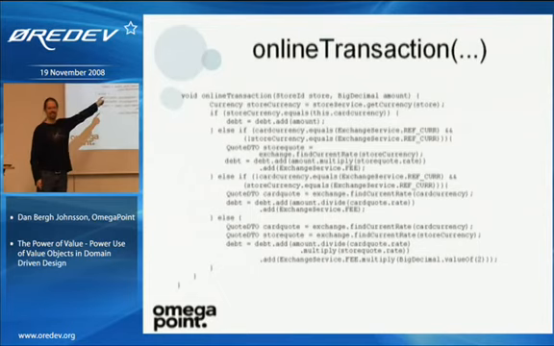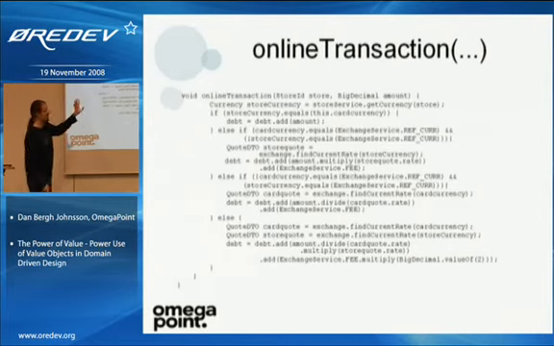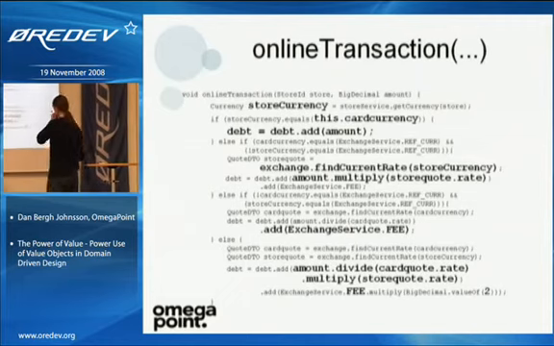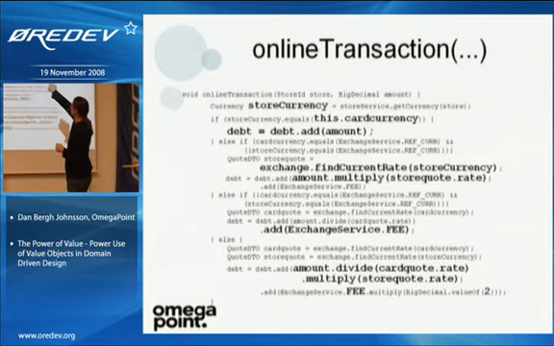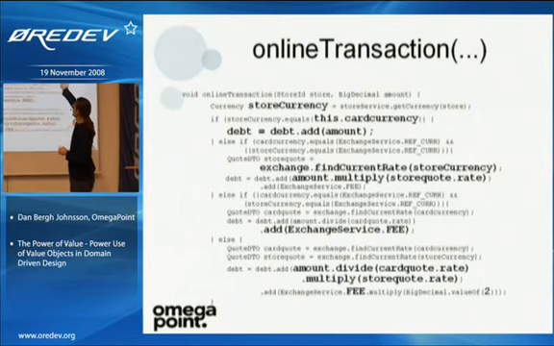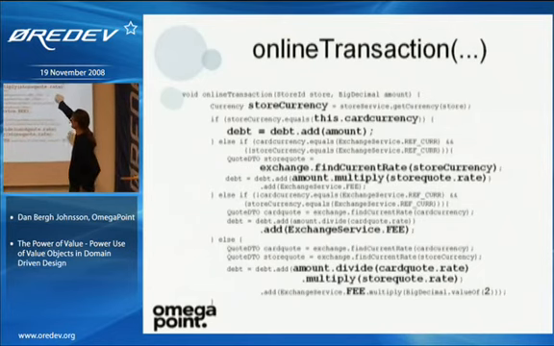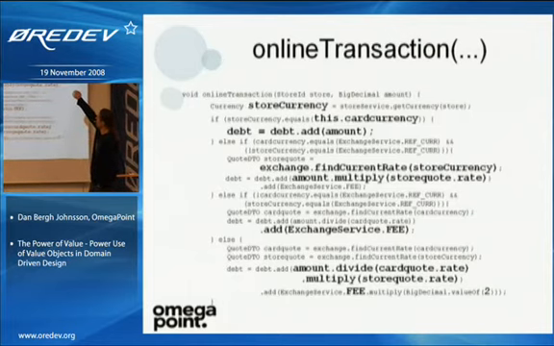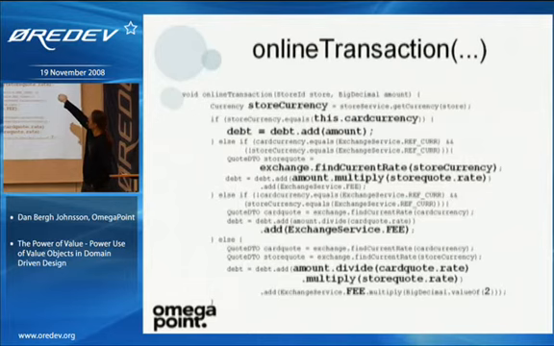And the online transaction method of the entity will look like this. Is that clear? I'll highlight a few things. So this is what we'll work with. We got the currency of the store, which can be obtained from the store service. If what we bought, the amount that we bought, which was from the store, is the same as the card currency, then we'll just increase the debt.